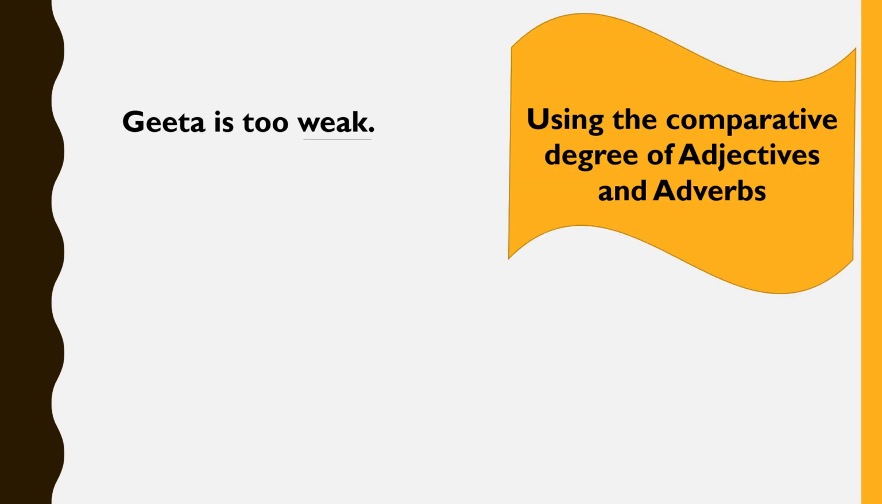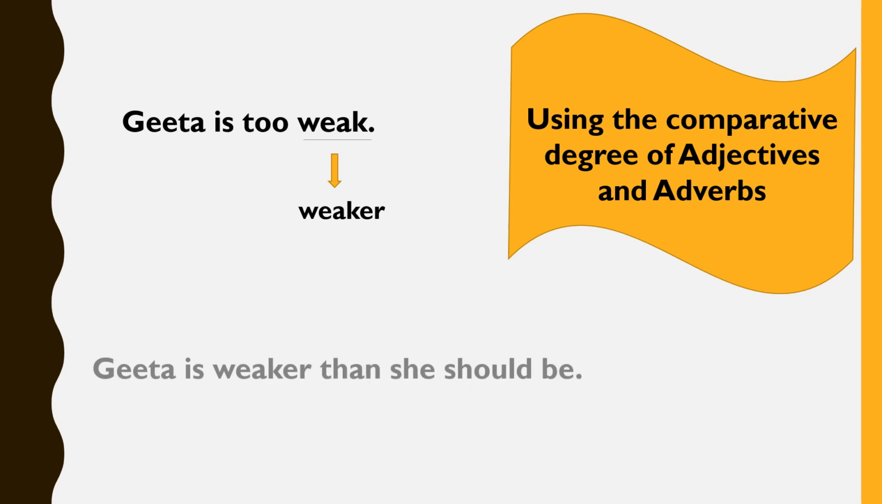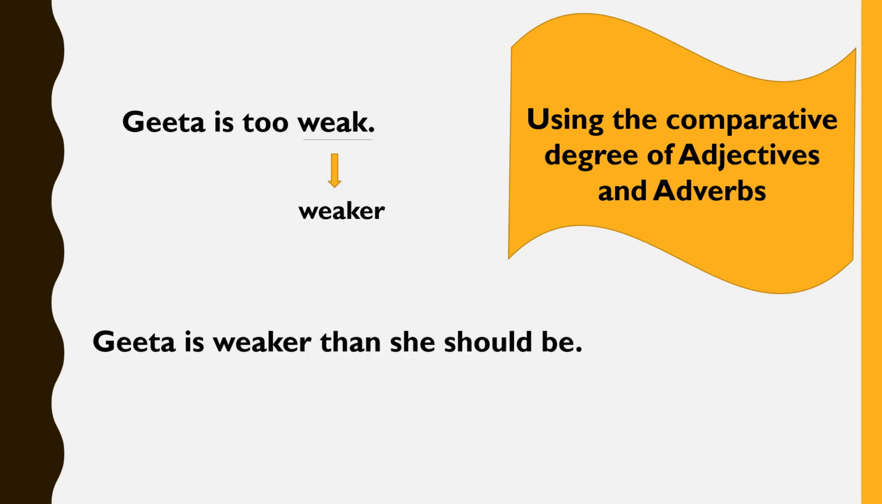We can remove too by using the comparative degree of adjectives and adverbs. Such as, see this sentence, Geeta is too weak. In this sentence, the adjective is weak. What is the comparative degree of weak? It is weaker. So our sentence after removing too will be, Geeta is weaker than she should be.